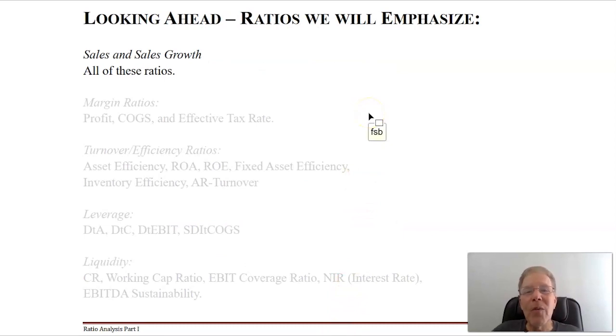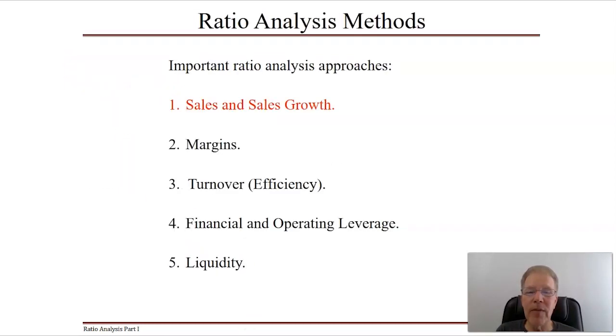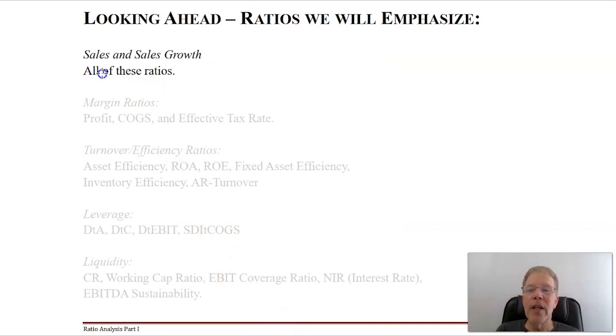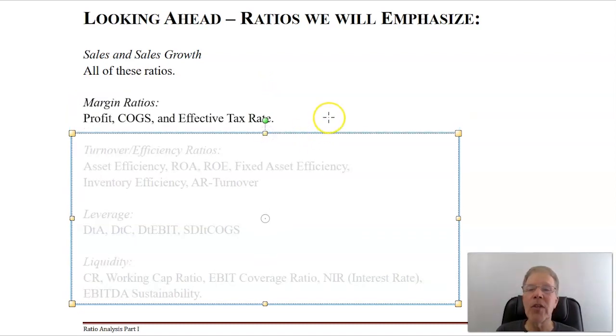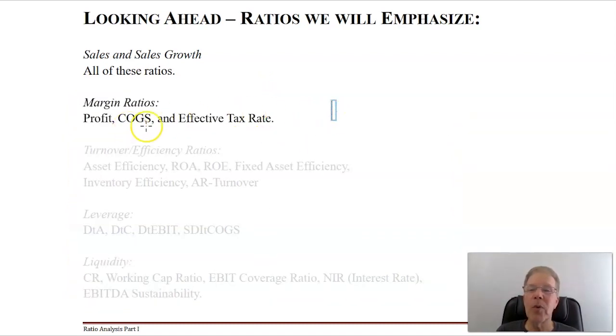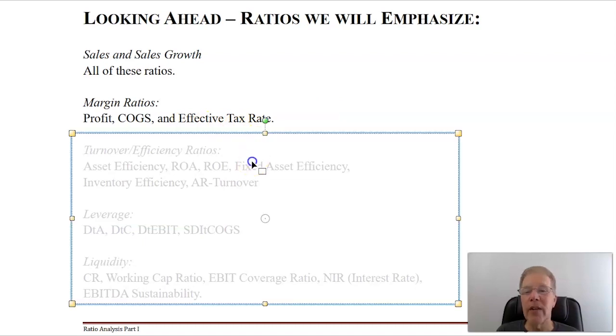So also, I want to let you know there are an awful lot of ratios out there in the big bad world. So I want to let you know the ones that we're going to emphasize, so you don't go out and try to memorize 50 gazillion different ratios. By category, remember we have these 5 different frames, 5 different categories. For sales and sales growth, every ratio I show you is going to be important. There aren't going to be many of them. They're all going to be important. For margin ratios, profit ratio is going to be important, COGS, effective tax rate, et cetera, et cetera.